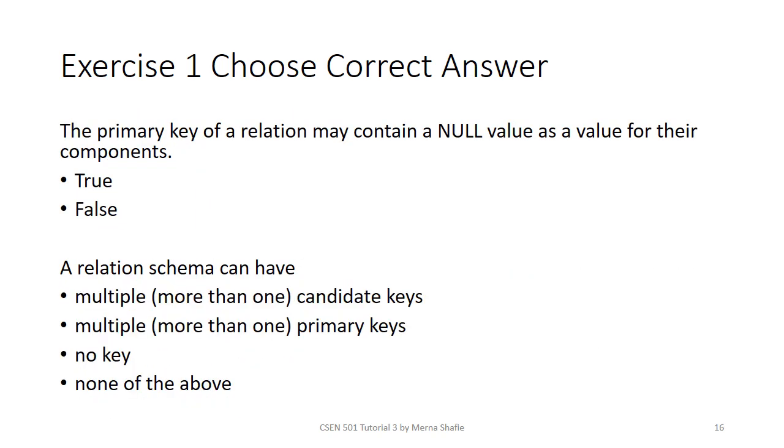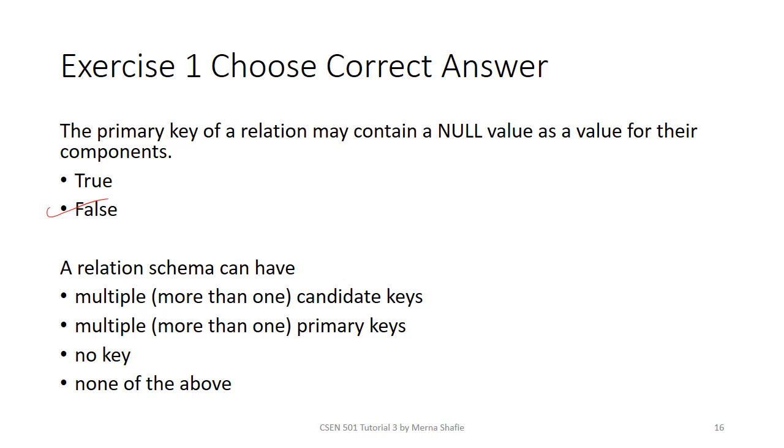Now, the next exercise: the primary key of the relation may contain a null value as a value of its components. As an answer, it is false. A primary key can never have a null value as a value of its components. It's always a rule. If it does that, it will violate the entity integrity, and entity integrity is a specified rule of every database that exists.